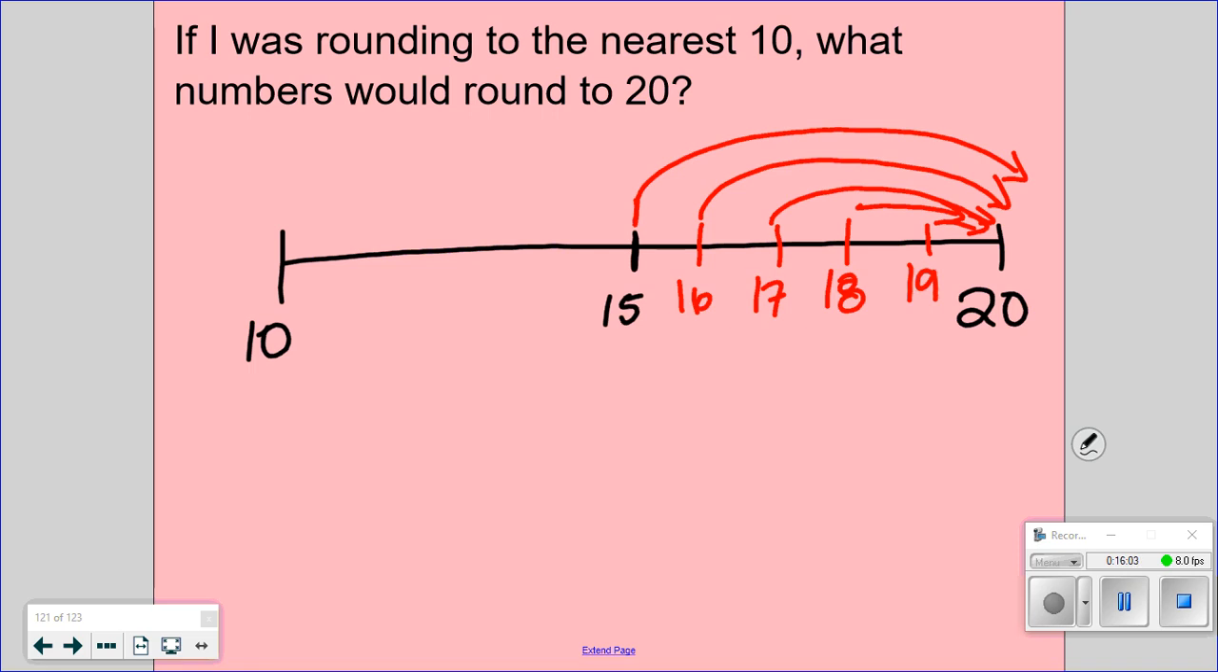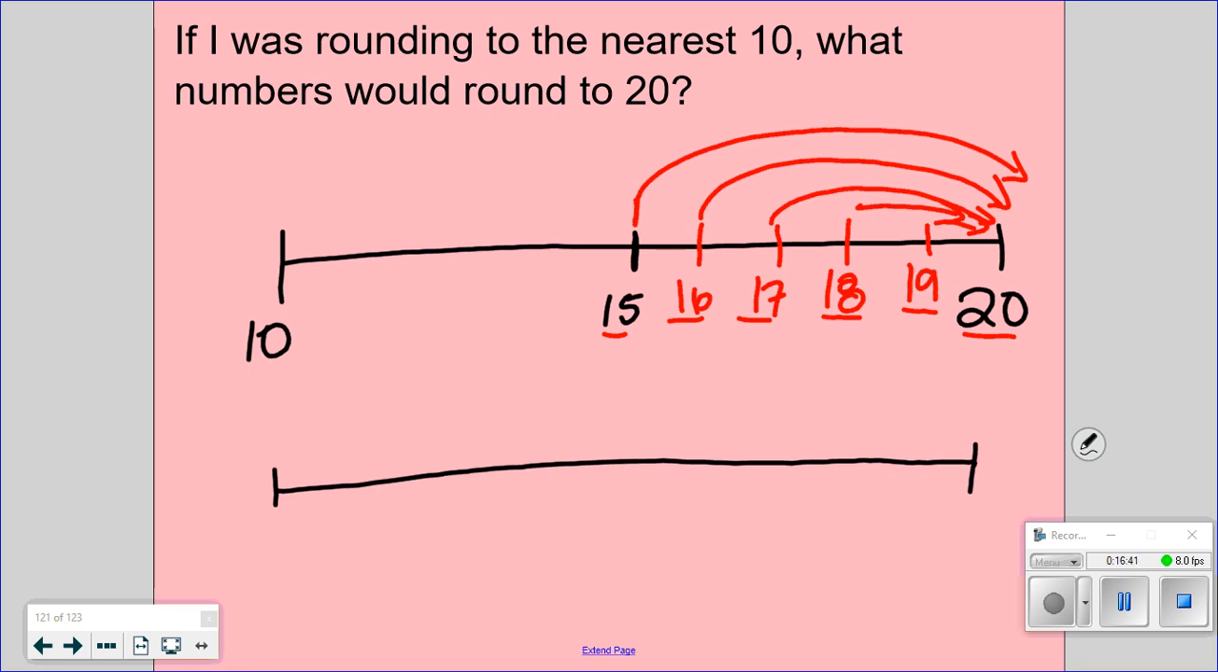So all of these numbers will round to 20. Those are all the numbers that are less than 20. But remember we talked about earlier that numbers can be bigger than 20 and still round to 20. Let's make another number line because I love that strategy. But this time, I want to look at numbers bigger than 20.